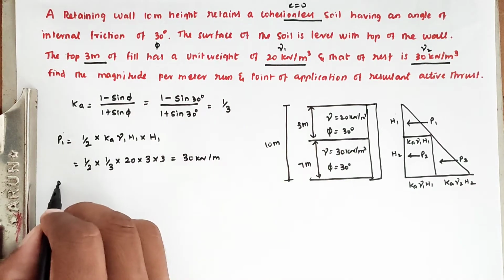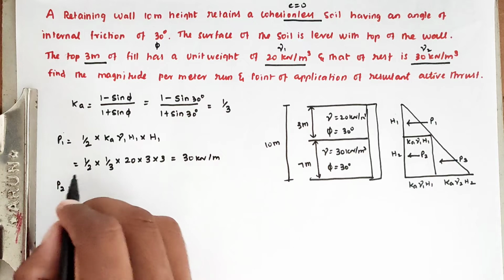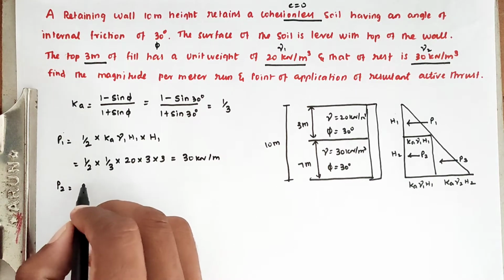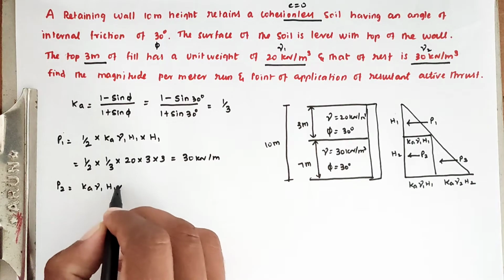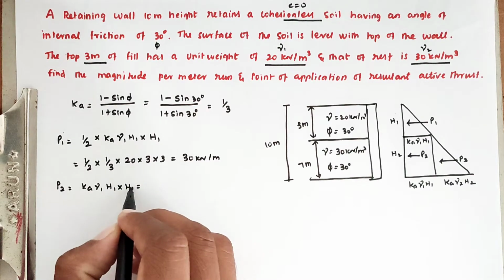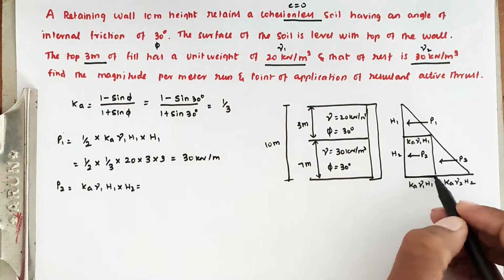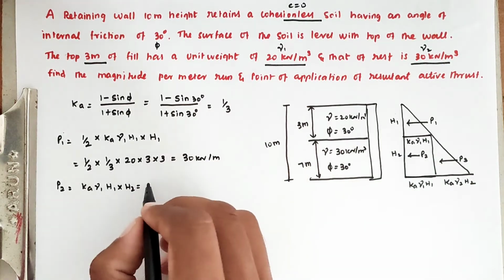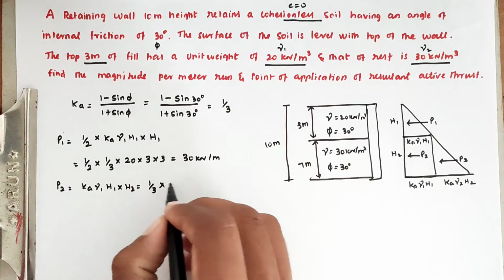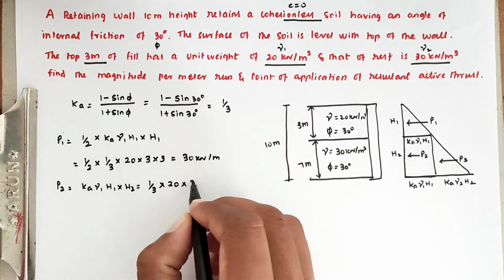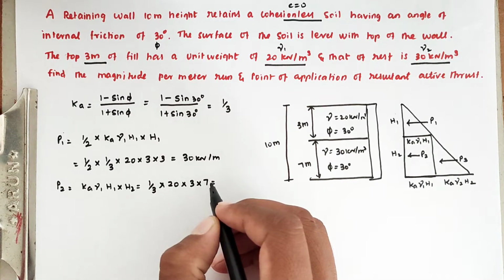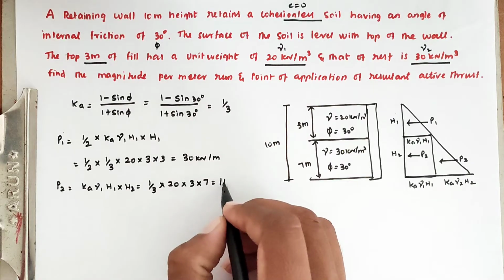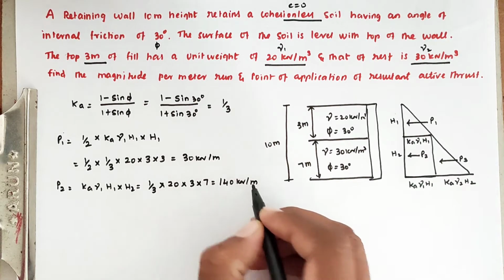Next is the P2 value. P2 is a rectangle, so B into H, that is Ka into gamma 1 into H1 into H2, base into height. Substituting: Ka value 1 by 3 into gamma 1 value 20 into H1 value 3 into H2 value 7. Solving this, we get 140 kilonewton per meter.